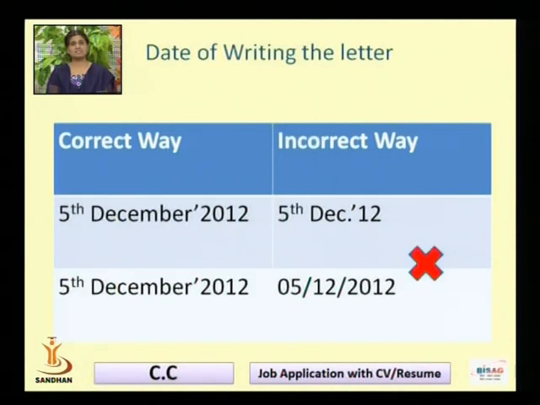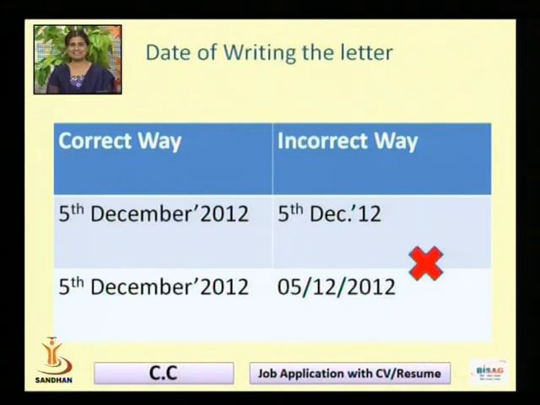Then, the second part is the date of writing the letter. You have to remember, my friends, there is a particular way of writing the date also. No short forms or abbreviations should be used in the date. For example, today is 5th December 2012. You cannot write DEC for December.